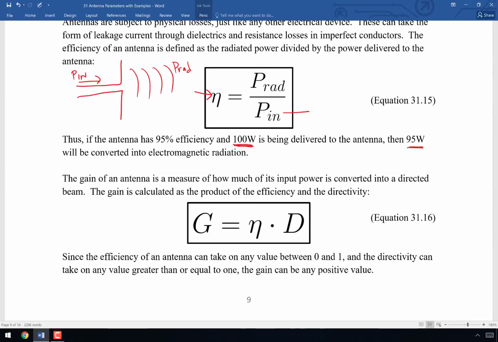And now we're going to take two things that we've already found, the efficiency and the directivity. We simply multiply them together to get the gain of the antenna. So the gain says, given a certain amount of power, how does this antenna convert that input power into radiated power that is directed in the direction that we care about? So if the efficiency goes up, the gain goes up. If the directivity goes up, the gain goes up. The efficiency can be any value between 0 and 1. The directivity can be any value greater than or equal to 1. So the gain can be any value from 0 to infinity.